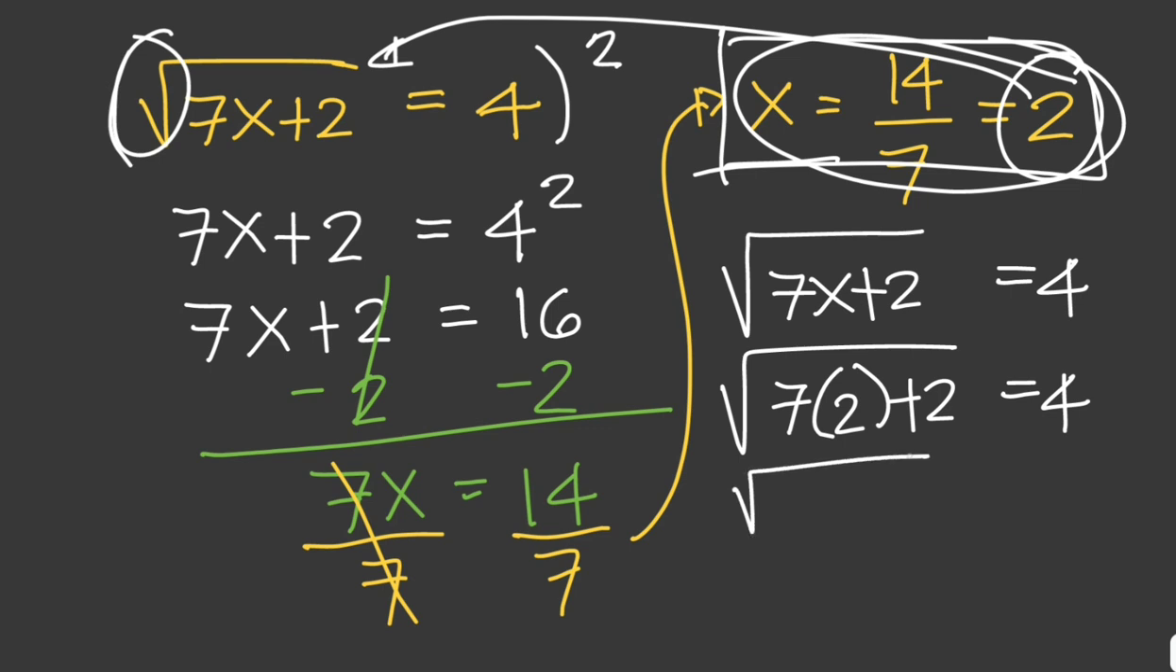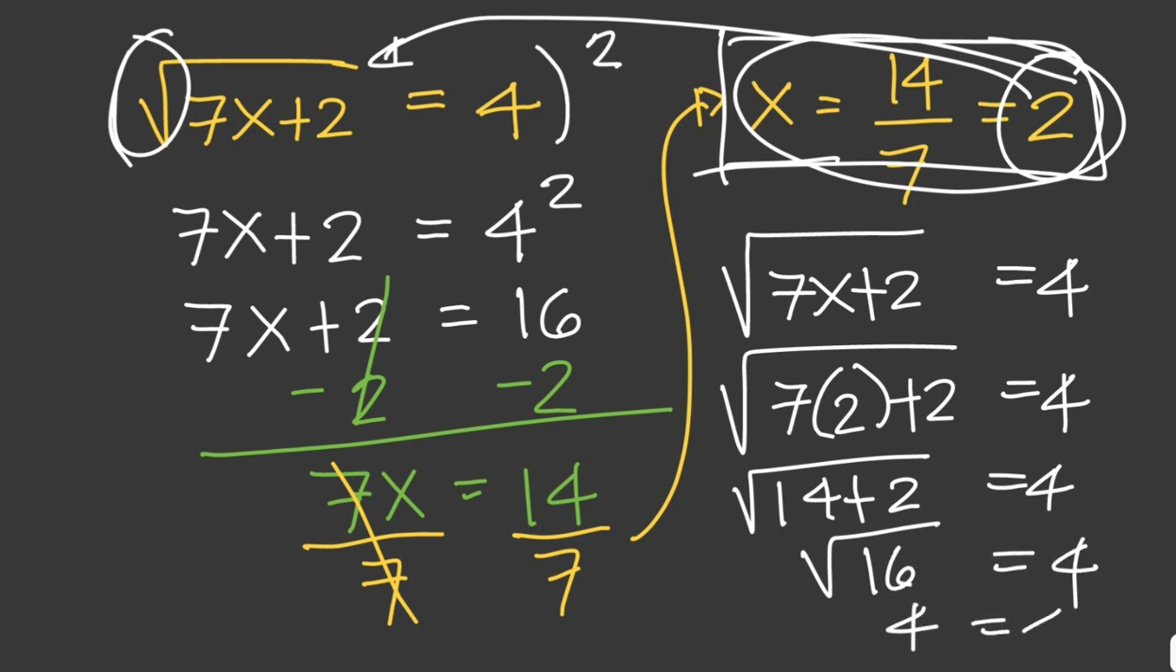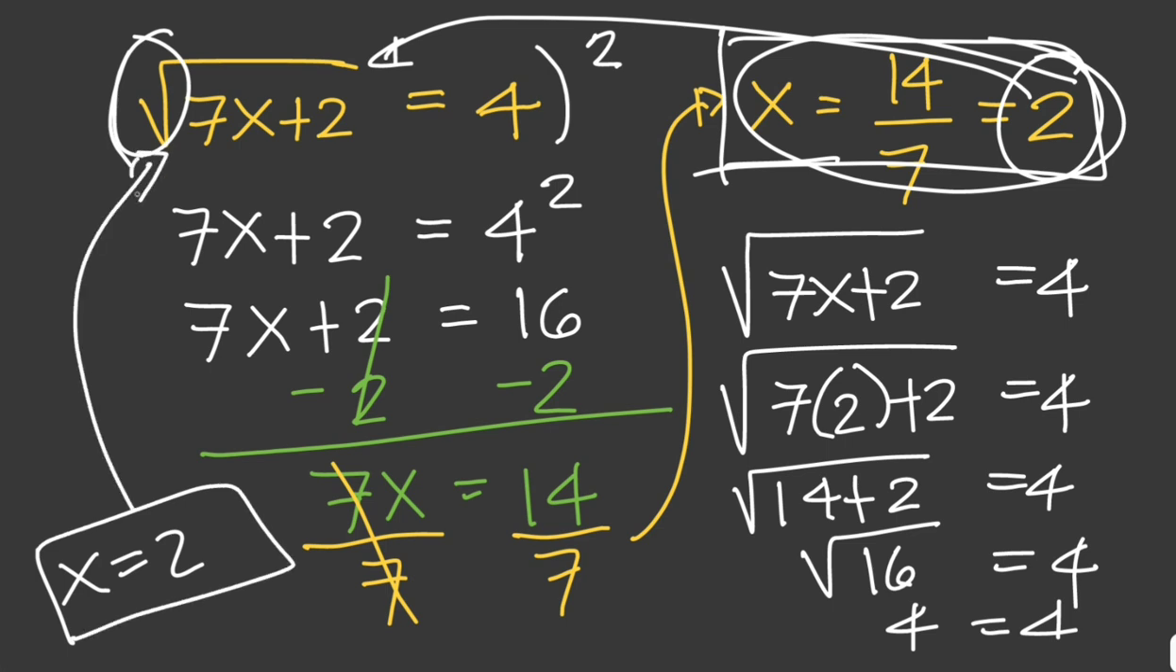Alright, so this is square root of 14 plus 2 equals 4, and this is just square root of 16 equals 4. Square root of 16 is 4. Both sides here are equal, so it is true and it works. Therefore, x equals 2 is the solution to the given problem.